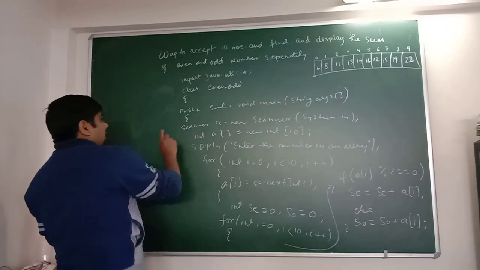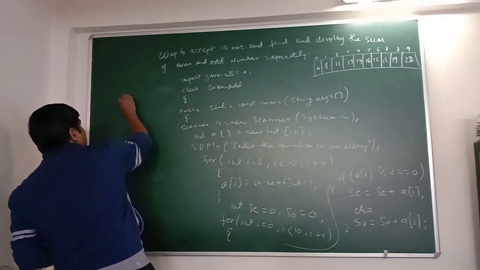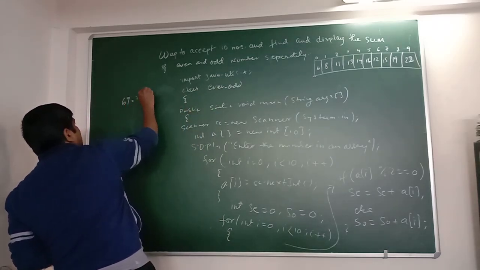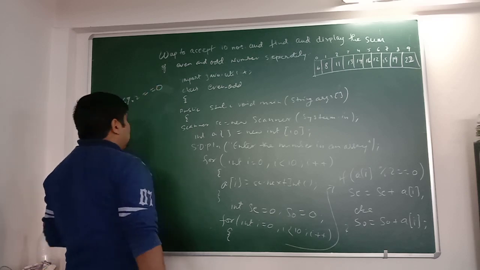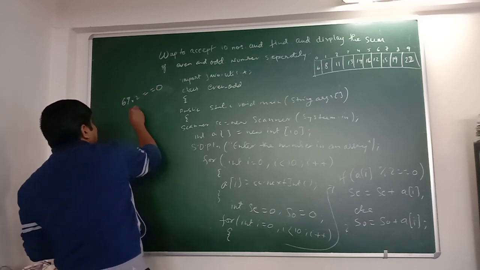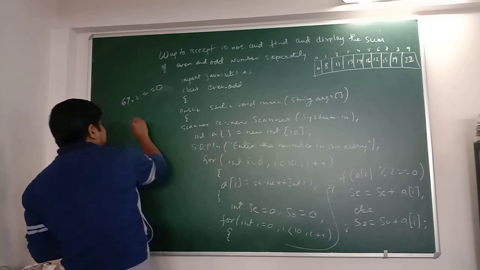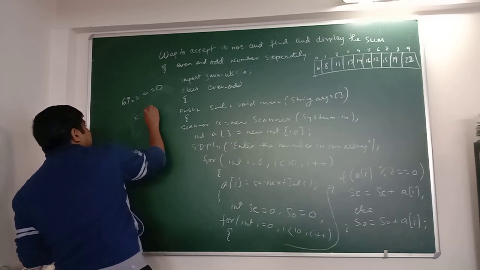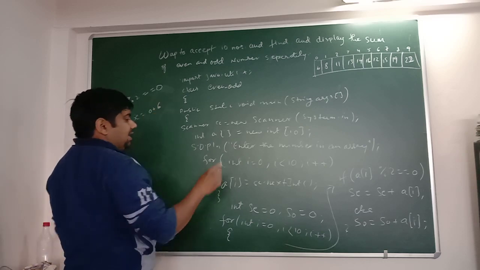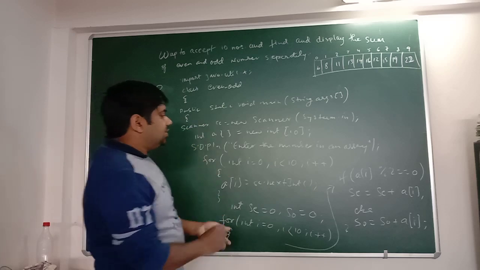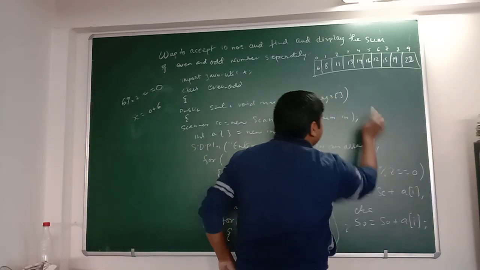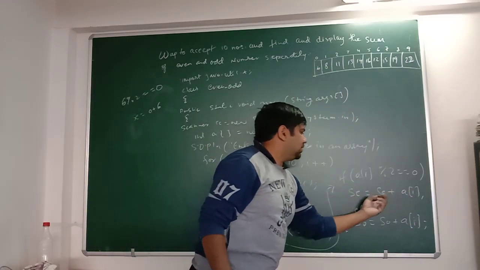Let's take an example. In the 0 location we have got 6. 6 divided by 2 gives the remainder 0, so we know this 6 will be added to se. se = 0 + 6, where a[i] is the value in that location, which is 6. So 6 will be added to this value.